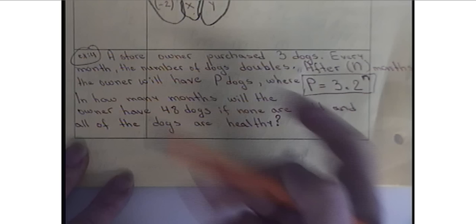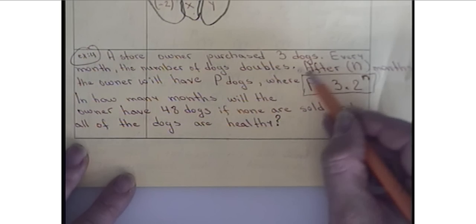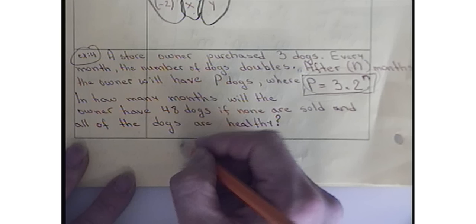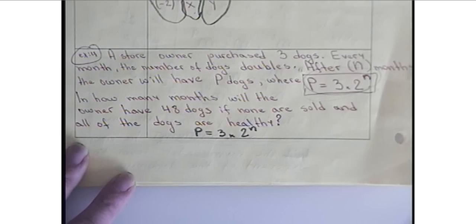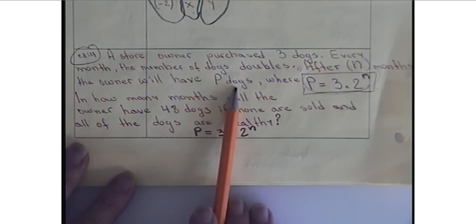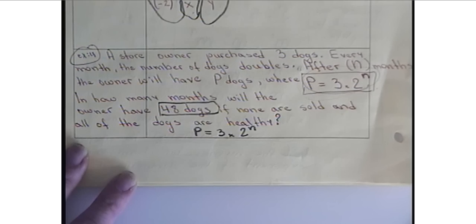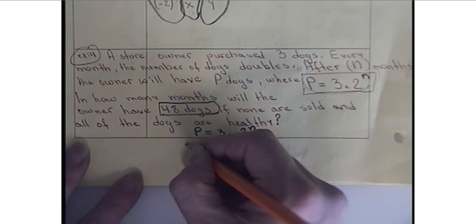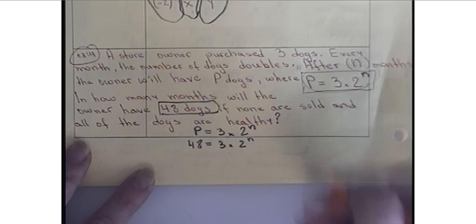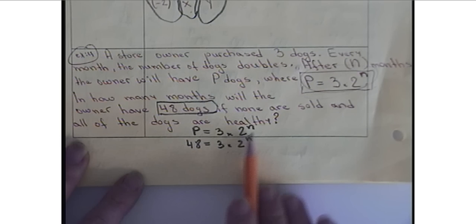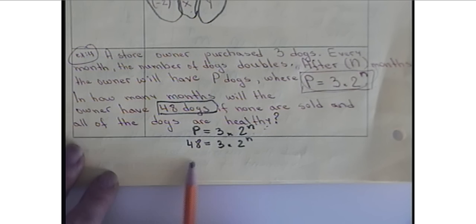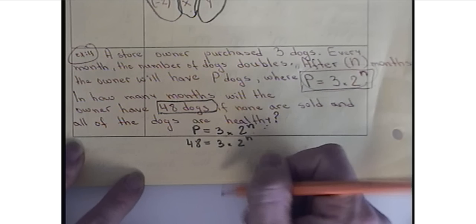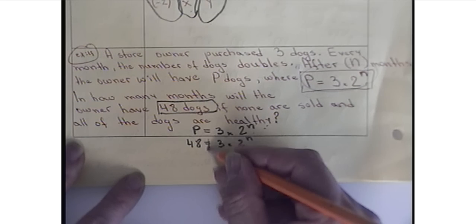So I'm going to ask you just to write down this equation. P equals 3 times 2 to the power of n. So P stands for the dogs, and they're telling us that there will be 48 dogs. 48 dogs equals 3 times 2 to the power of n. We don't know n. N is how many months. And the question is, in how many months will this owner have 48 dogs. So we have to solve this equation. How are we going to solve the equation?